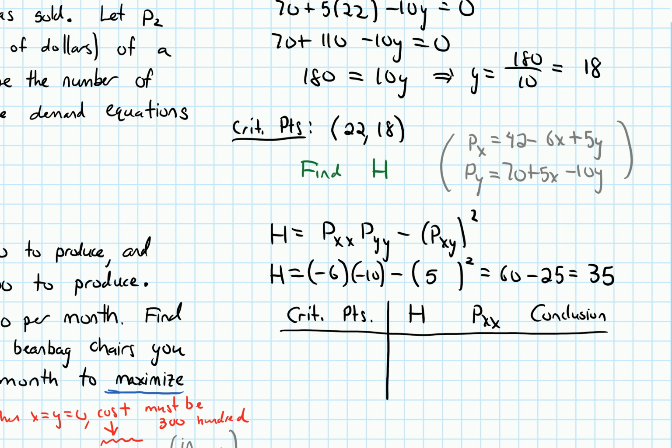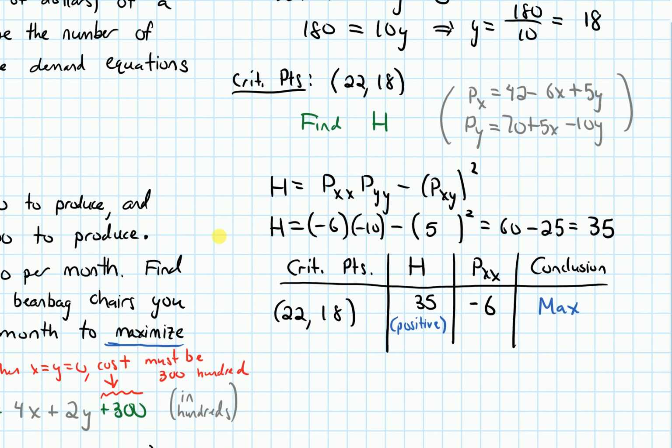So our critical points: we said there was 1, it was 22, 18. The value of H was 35, and the key thing we care about there is that it is a positive value. And when H is positive, we need to know the value of pxx, whether it's positive or negative, and for pxx we got negative 6. So when H is positive but pxx is negative, the conclusion is that we have a max.